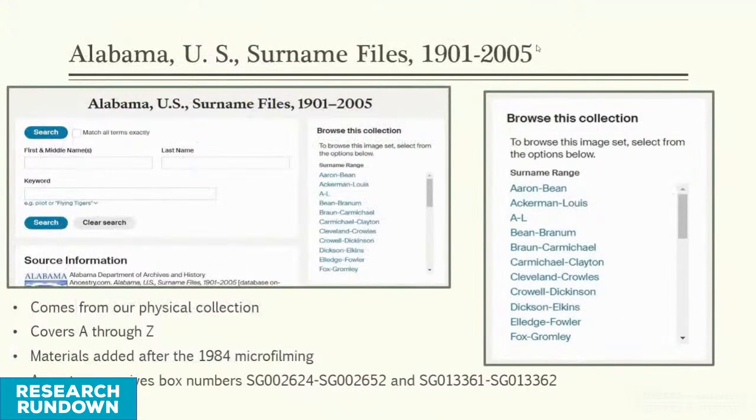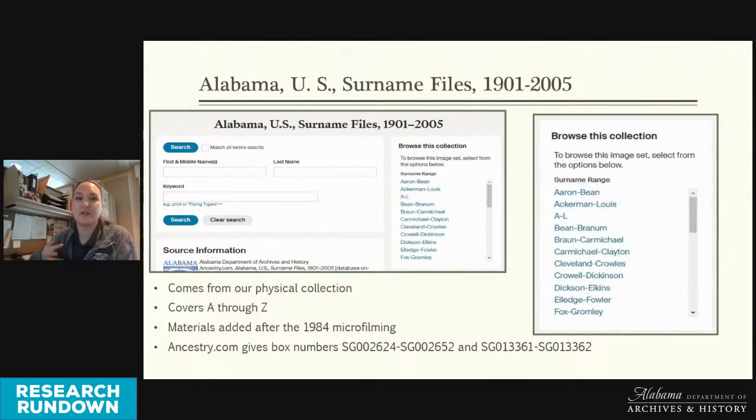So we're going to move on to the other collection that you will find on Ancestry. So we looked at that first one, which was the Surname Files Expanded. That is from our microfilm that's here in the research room. The other surname file collection for Alabama that is on Ancestry is also from us, but it's from our physical collection. And this is a little confusing, but we'll talk about this a little more later on in this presentation to help you better understand the difference.